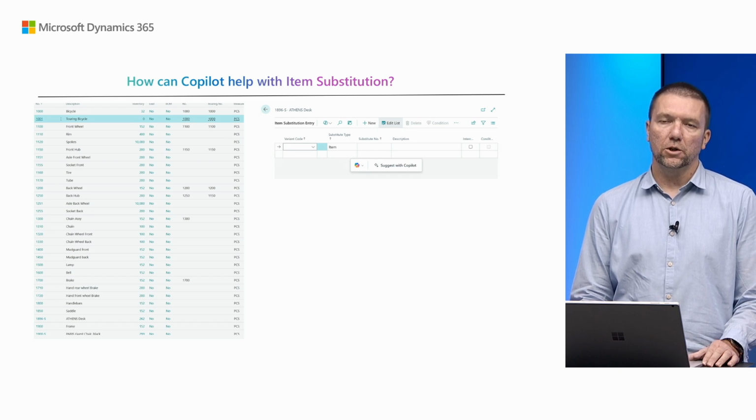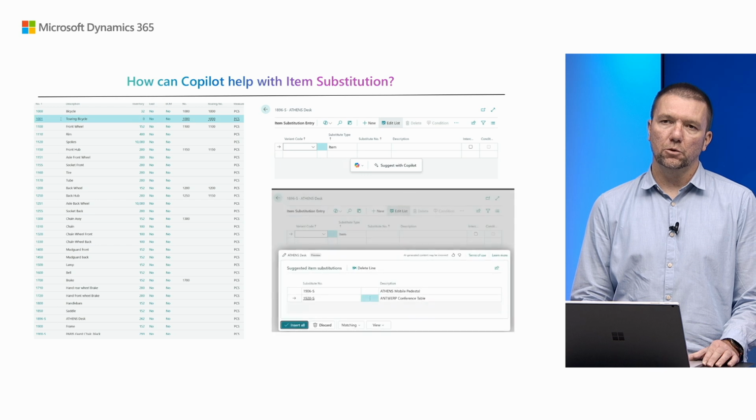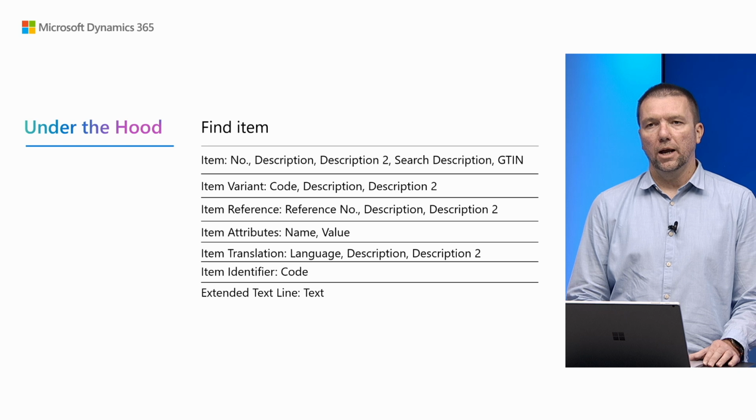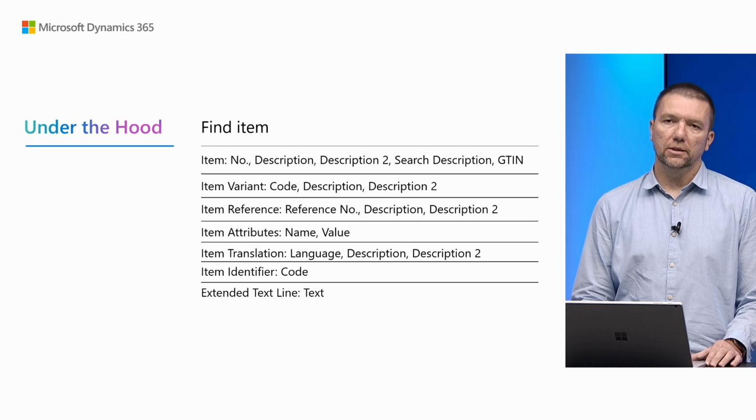So with the new functionality, the user will be able to choose the action to suggest with Copilot and then automatically get suggestions for each of these items. Let's now take a look at how we developed this functionality.